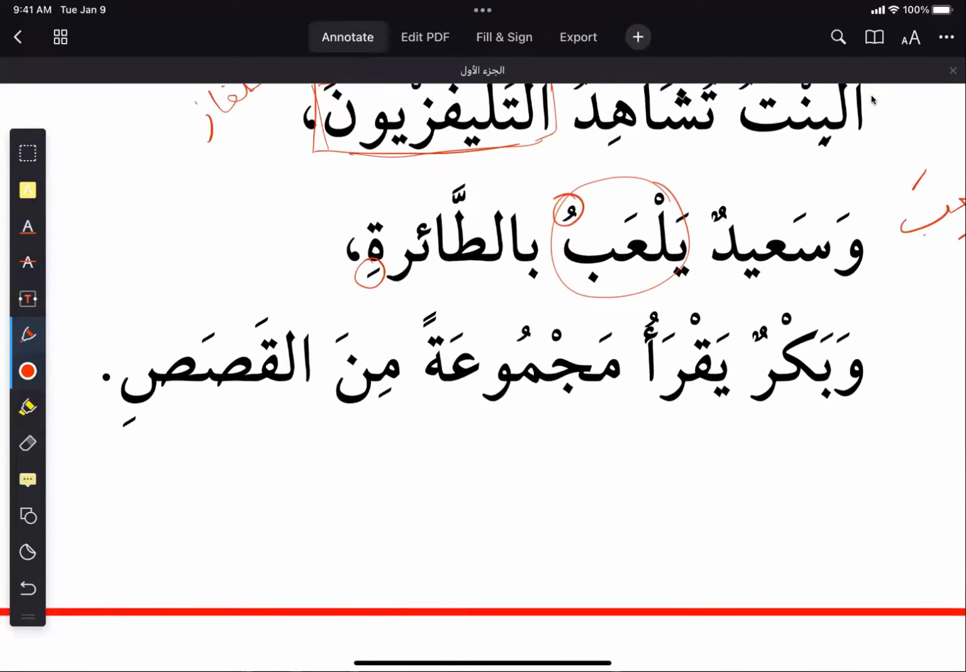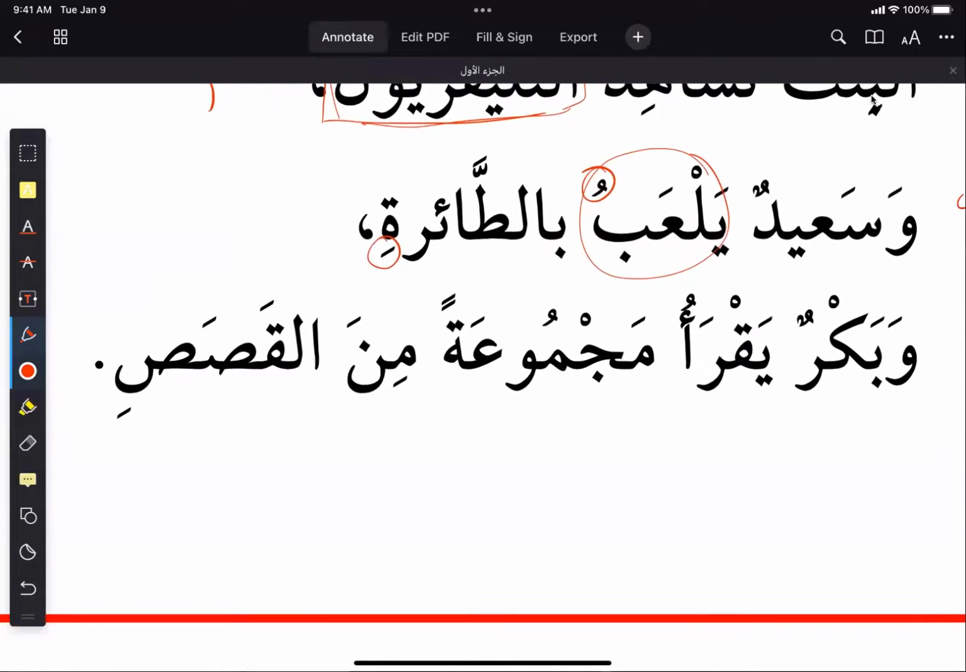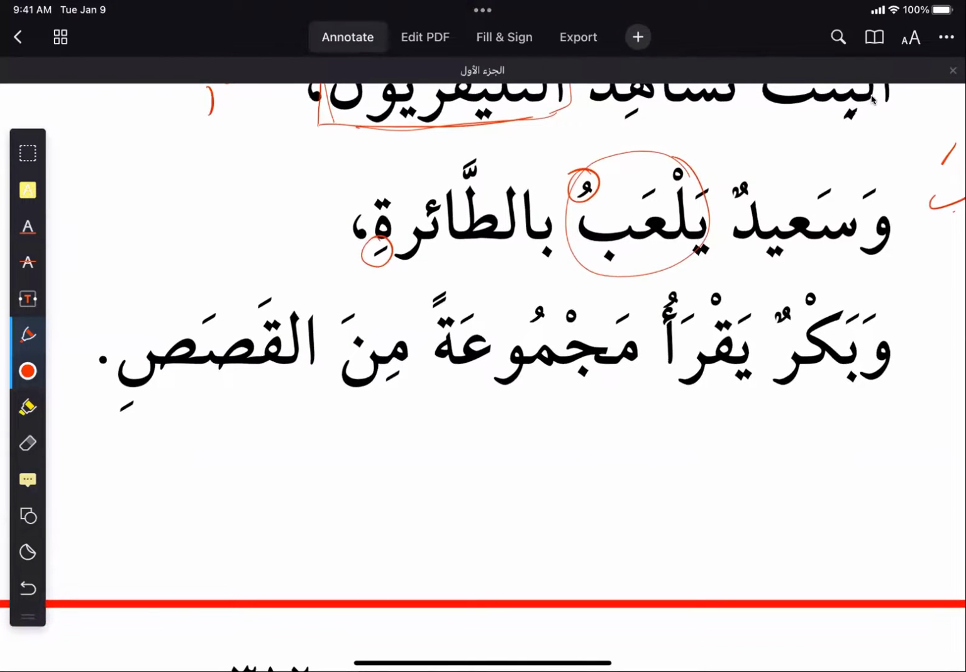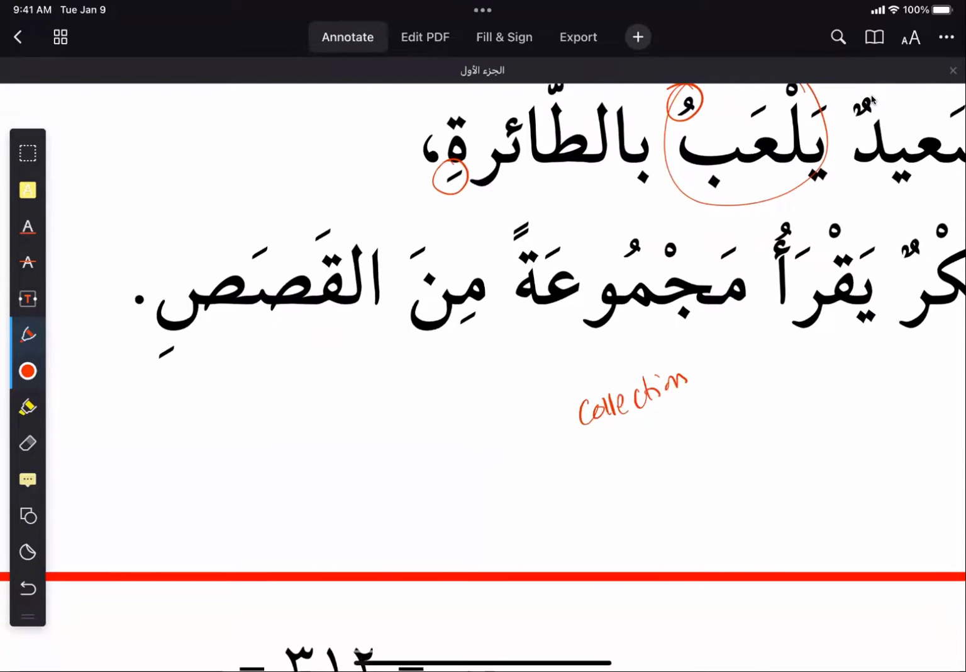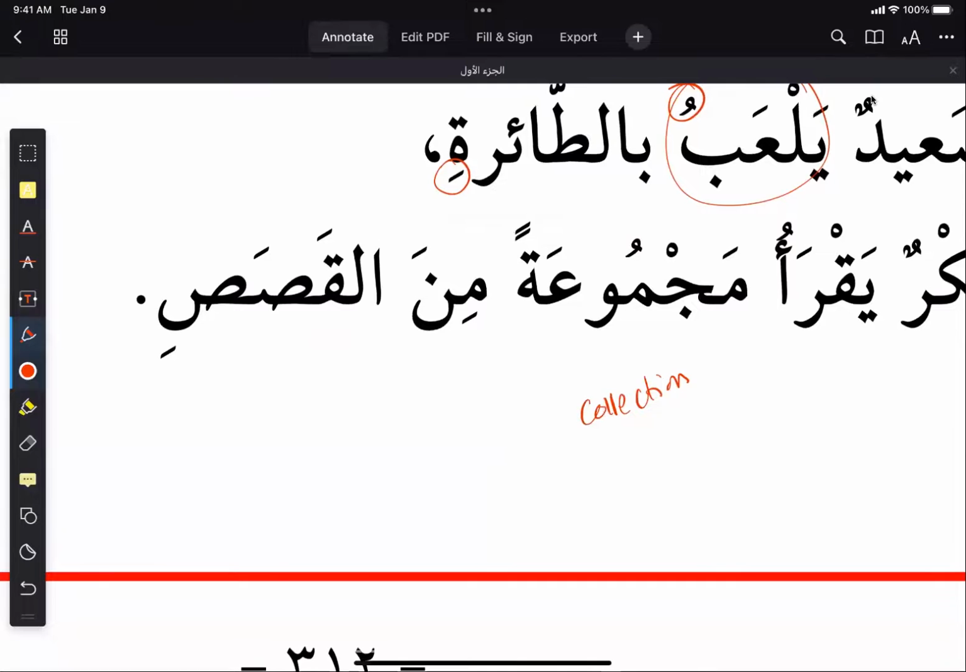Then the next sentence we have Bakrun yaqra'u majmu'atan minal qasas. Now, Bakr is reading majmu'a. What is majmu'a? Majmu'a is collection. So it's a group, a collection. Okay, so he's reading a collection minal qasas. Now, qasas means stories. The singular one is qissa.